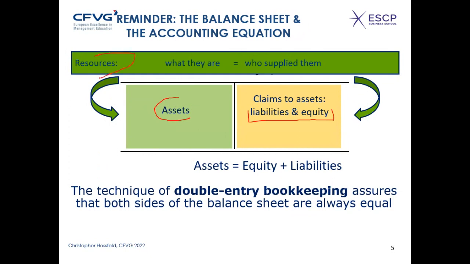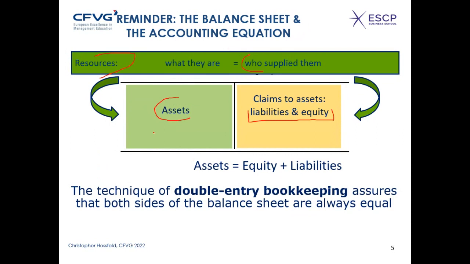One interpretation could be in terms of resources. Assets are what the resources of the companies are, and equity and liabilities is who supplied those resources. Have they been provided by creditors, banks, and so on, leading to liabilities, or have they been provided by owners, shareholders, investors of the company, leading to equity?